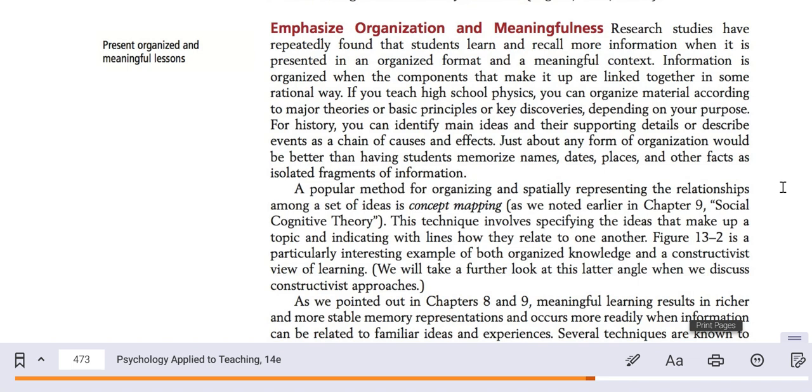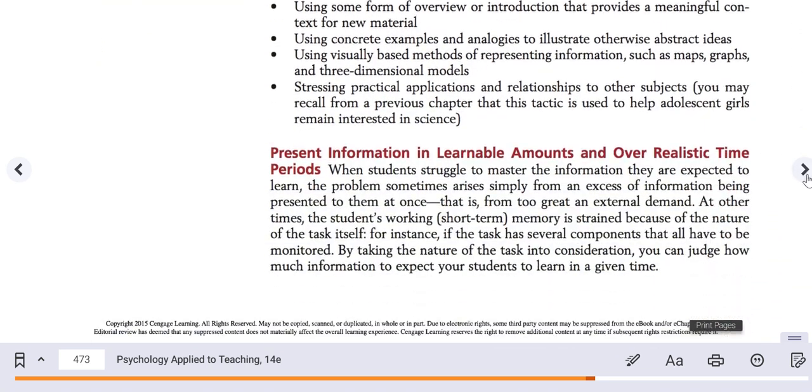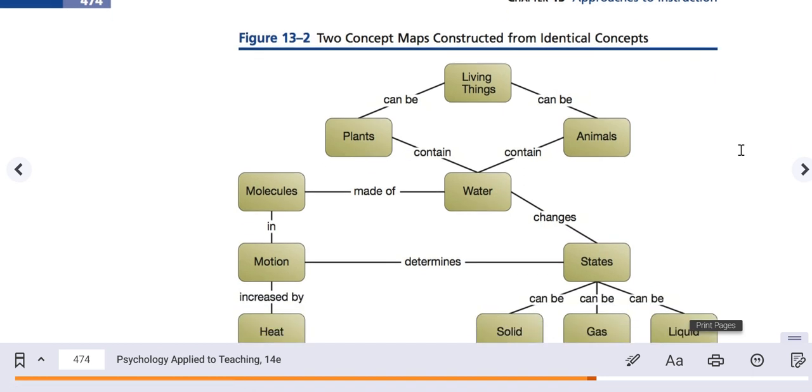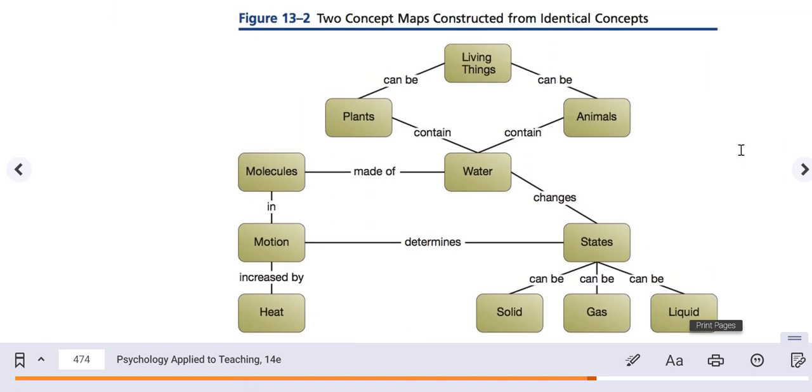A popular method for organizing and spatially representing the relationships among a set of ideas is concept mapping, as we noted earlier in Chapter 9, Social Cognitive Theory. This technique involves specifying the ideas that make up a topic and indicating with lines how they relate to one another. Figure 13.2 is a particularly interesting example of both organized knowledge and a constructivist view of learning. We'll take a further look at this later angle when we discuss constructivist approaches. So here's your map.